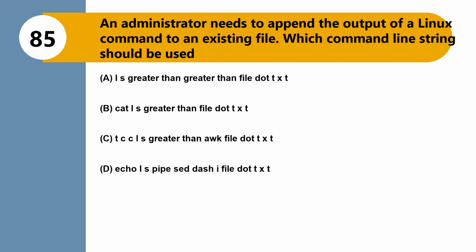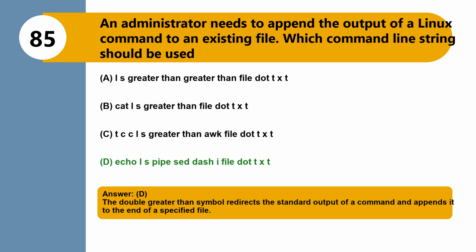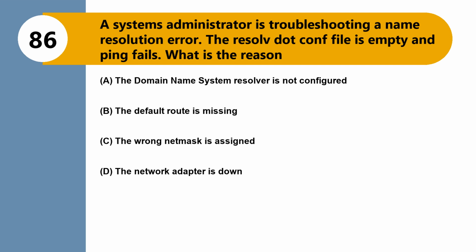Question 85. An administrator needs to append the output of a Linux command to an existing file. Which command line string should be used? Option A, ls > file.txt. Option B, cat ls > file.txt. Option C, tee ls > awkfile.txt. Option D, echo ls | sed -i file.txt. The correct answer is option D, echo ls | sed -i file.txt. The double greater than symbol redirects the standard output of a command and appends it to the end of a specified file.